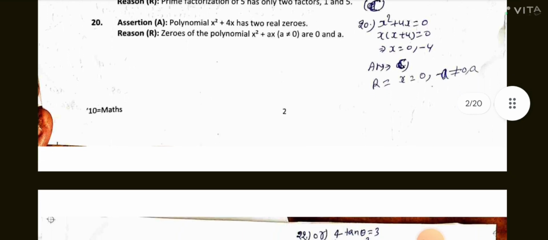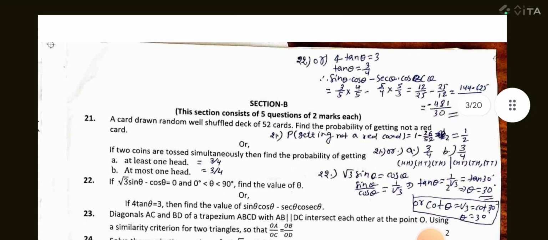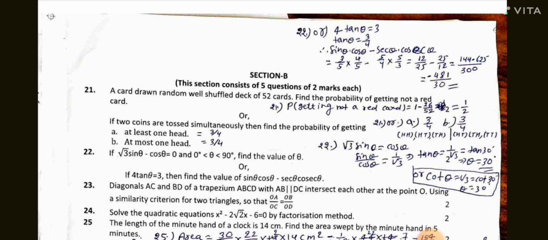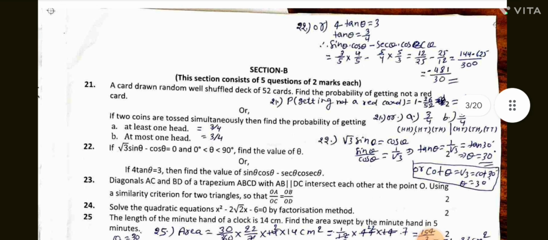In this way, you have seen all the objective questions up to 20. Now we take the questions of 2 marks. Question 21. A card is drawn at random from a well shuffled deck of 52 cards. Find the probability of getting not a red card. Total in playing cards, 26 red and 26 black. If we find out the probability of red card, it means 26 by 52. Not red card means 1 minus 1 by 2, which means again 1 by 2. So the probability will be 1 by 2.